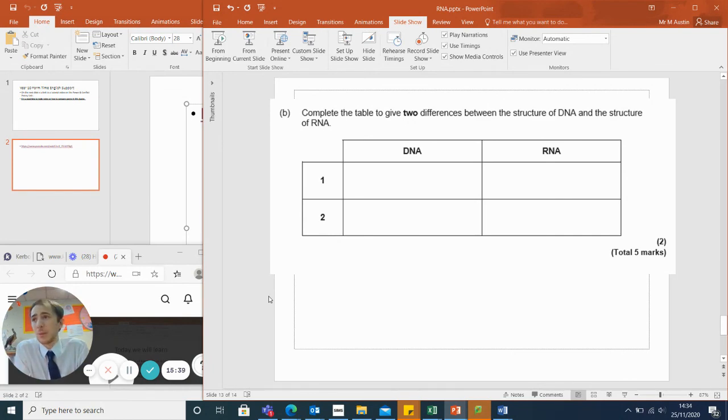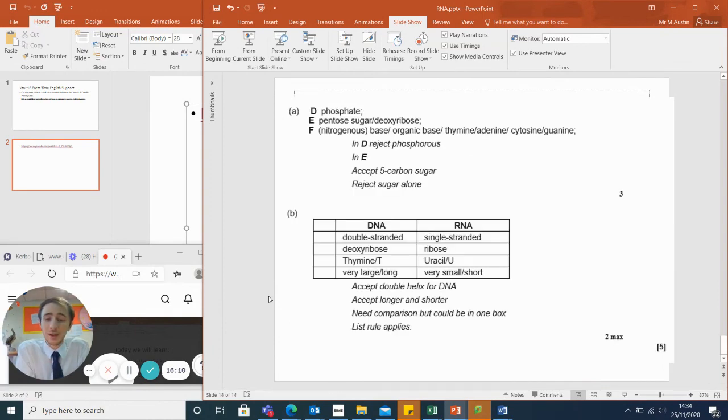I often see when people are asked to write 2 differences between the structure of DNA and the structure of RNA, people are writing 4 differences. That means if one of the first 2 happens to be wrong, or not on the mark scheme, let's say you picked that one was found in the nucleus, one wasn't, you will not get 2 marks, even if the other 3 are correct. So when it says to give 2 differences, please do give 2 differences. Easy in this table, a little bit more tempting to give more in a written format. Fine. Now, that's the end of DNA and RNA.